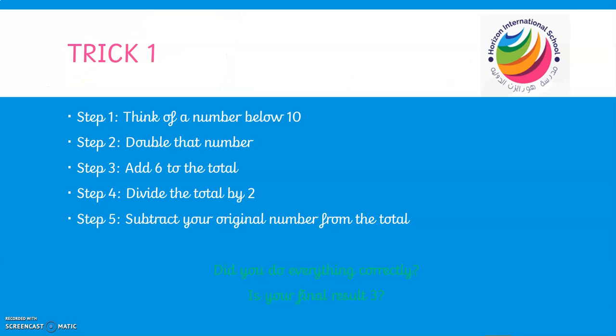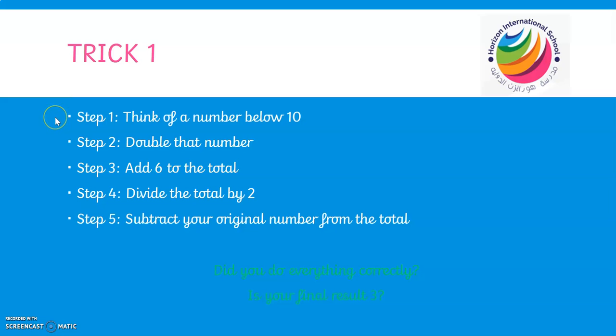Trick number one is the easier of the two tricks. It includes 5 steps with all 4 operations. When performing this maths trick, your audience must choose a number below 10. This is really important for your trick to work. The steps are as follows.